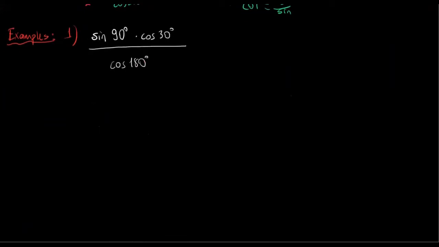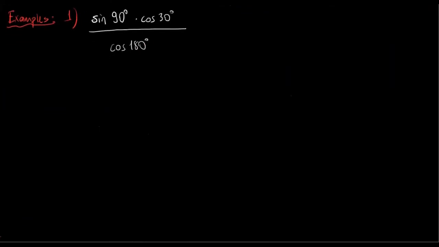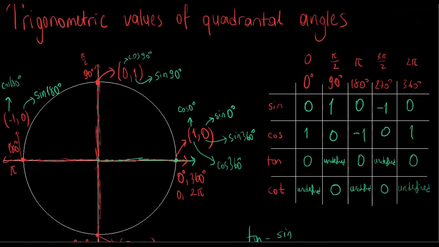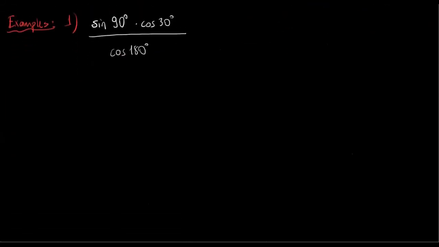Okay, so let's do a few examples. Without looking at this table, you don't have to memorize the table, okay? We can do these kinds of examples. Sine of 90 times cosine of 30 degrees over cosine of 180 degrees. Let's look at this example.